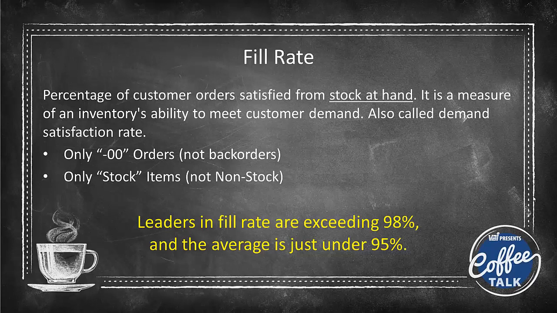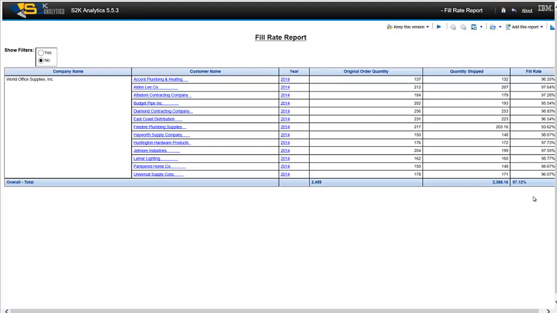The average is just under 95 in the wholesale distribution space. So those are the targets that you're kind of looking for. And if you see items or vendor lines or products below that, then you really want to review it and see what's going on. Okay, so let's take a look at the fill rate report.